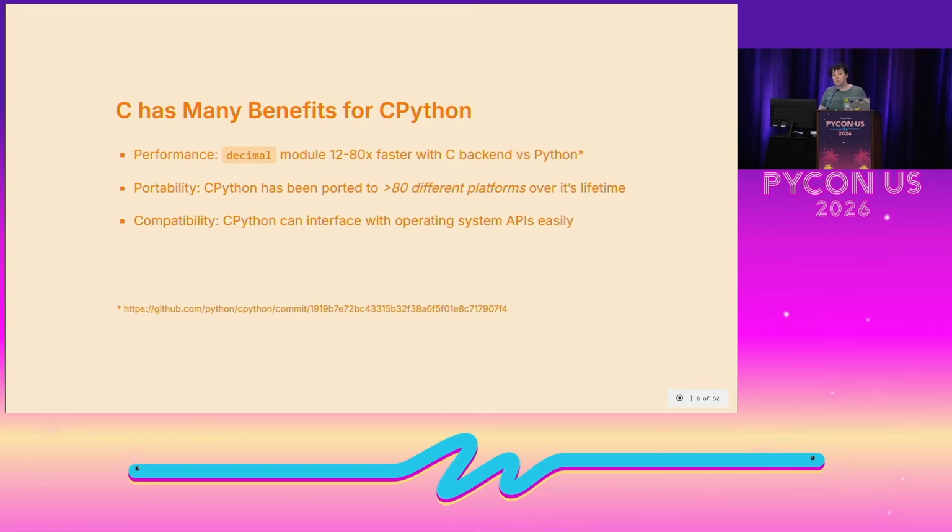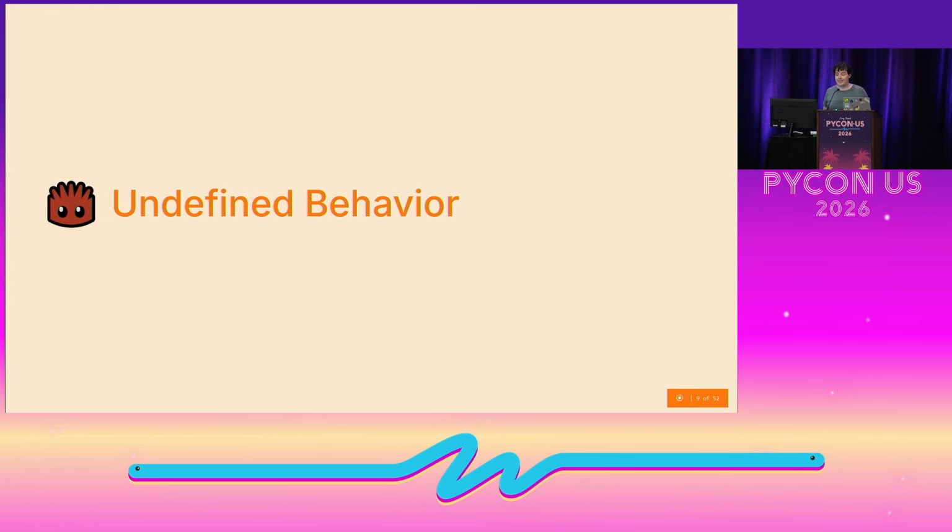It's also very portable. It's often called the portable assembler. Python has been ported to many, many different platforms because C is so portable. And it's also great for compatibility because a lot of operating system APIs have a C interface. And so the OS module and things like that can talk to the operating system through the C language. But there's a part of C that I want to talk about more today, which is undefined behavior.